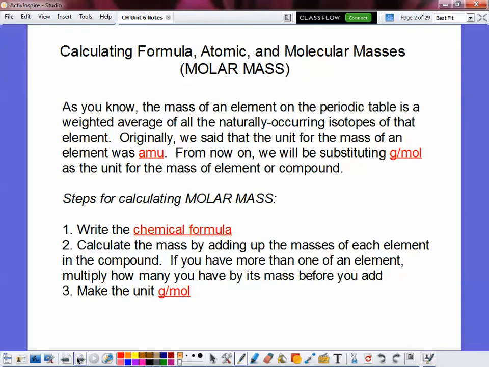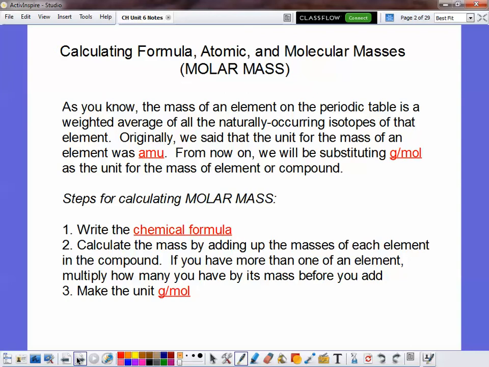Originally, when we calculated average atomic mass, we said that our unit for the average atomic mass was AMU. What does AMU stand for? Atomic mass unit. From now on, we're going to be substituting grams per mole. That's what that G/MOL is. We're going to learn why we can do that substitution next class.